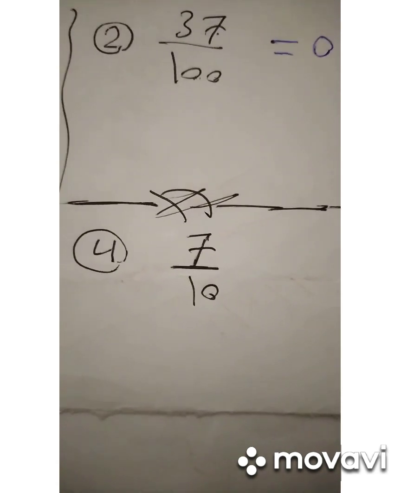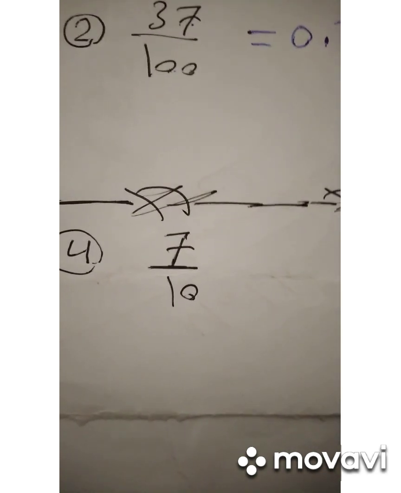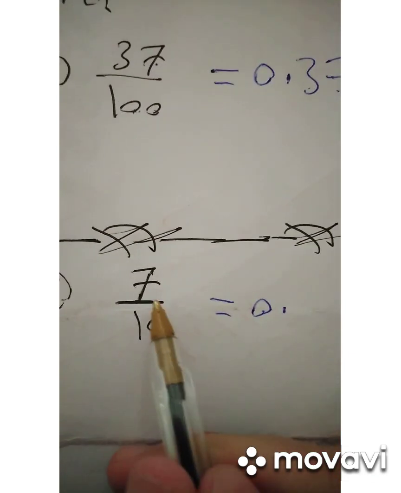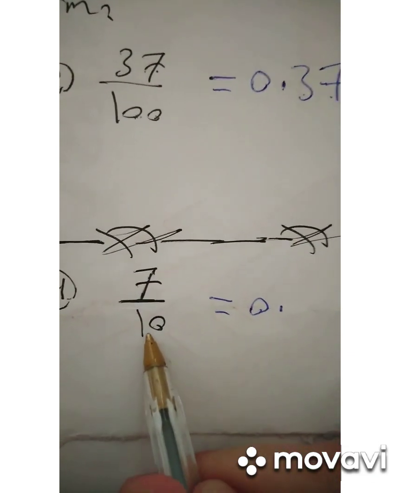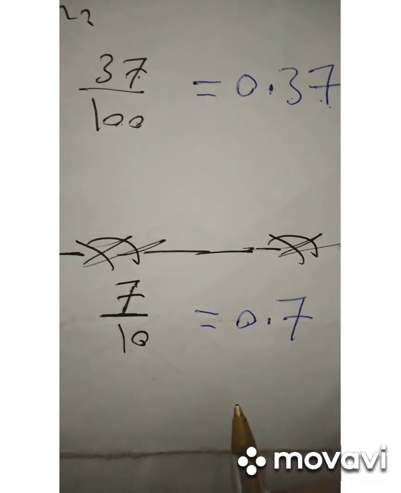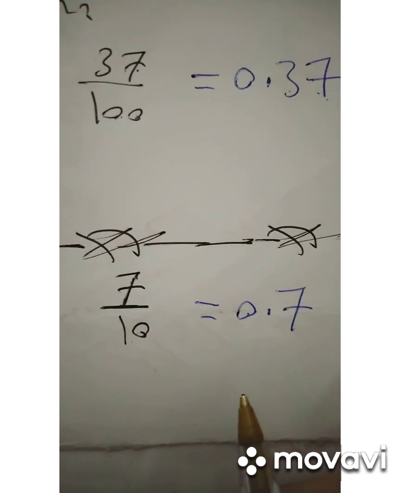7 tenths. It's a fraction, and I want to write it as a decimal. So it will be, put 0 then the decimal. Okay, 7 tenths. Yes, it will be 0.7 as a decimal. Now we finished our revision.